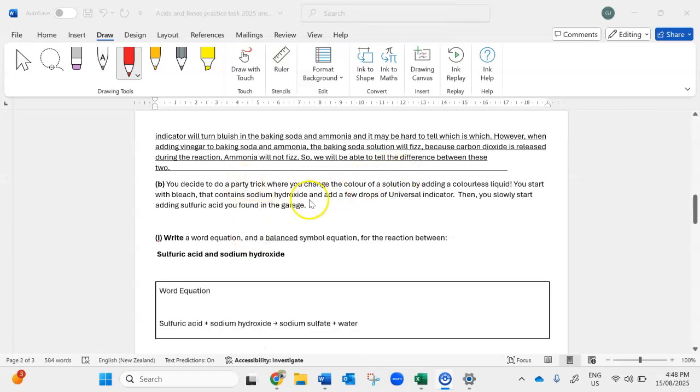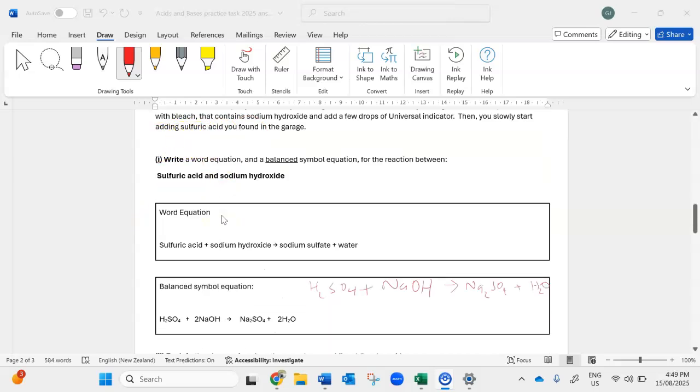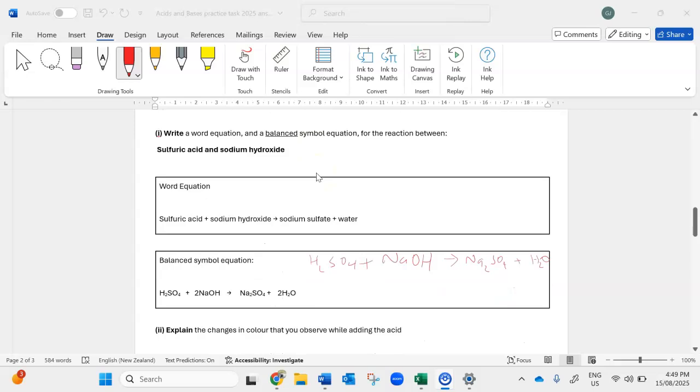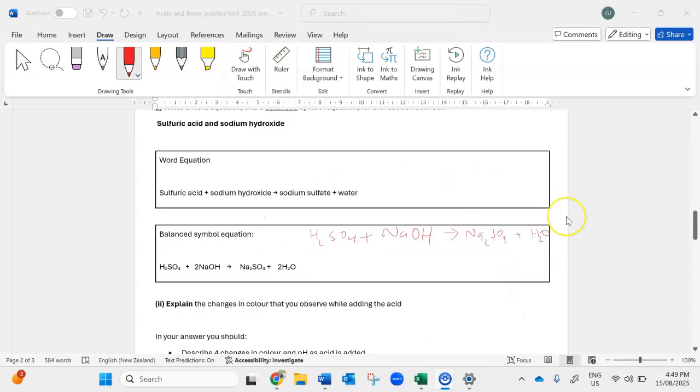You're going to start with some sodium hydroxide, add some universal indicator, and add sulfuric acid you found in the garage. Write a word equation and a balanced symbol equation. Well, sulfuric acid, that's obviously an acid. Sodium hydroxide, that's a base. Anything hydroxide's a base. Sodium sulfate is a salt, and water, well, that's just water.